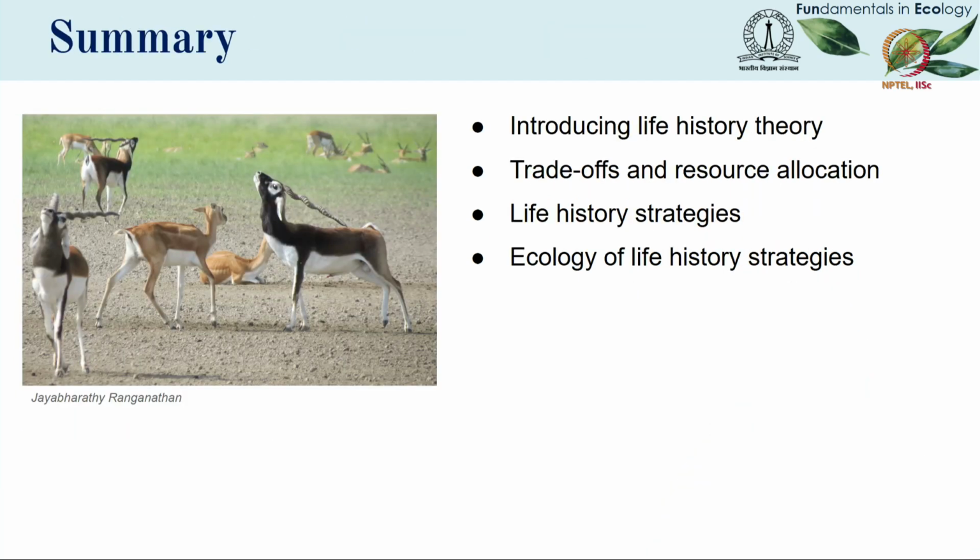So, to summarize, in this lecture, we looked at life history theory. We looked at some key concepts, including trade-offs and how these can constrain the suites of traits that can evolve because individuals only have limited resources available to them. We then talked about broad types of life history strategies and how ecology can shape life history strategies. So, with this, we come to the end of the lecture on life history theory.